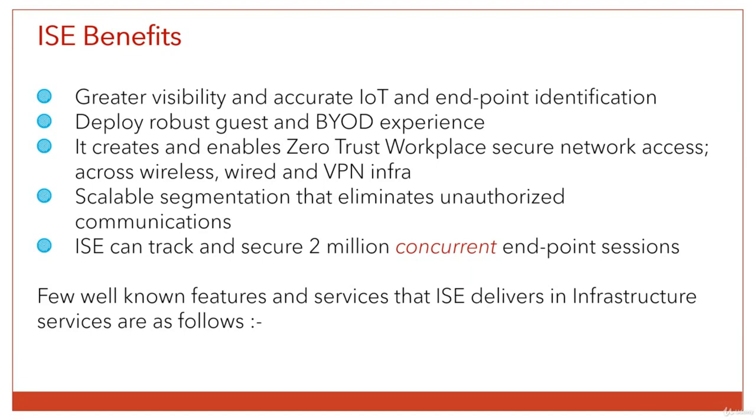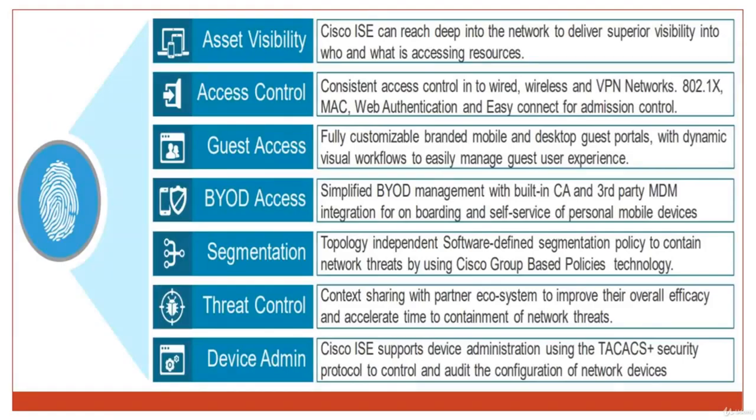It's highly segmented, as I already told you, the different types of segments are possible in ISE, and ISE can act upon different types of segment metrics. Okay, ISE can track, and this is very important. That's why it is highlighted in red, that it can track up to 2 million concurrent endpoint sessions. And you can see how big this is. So ISE is capable of tracking 2 million concurrent sessions.